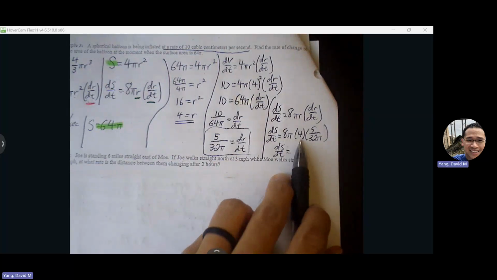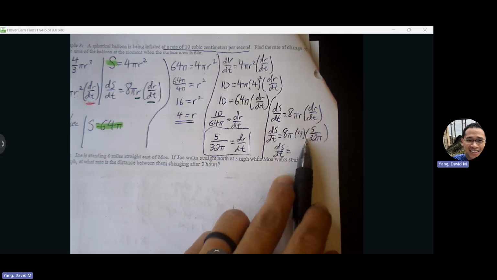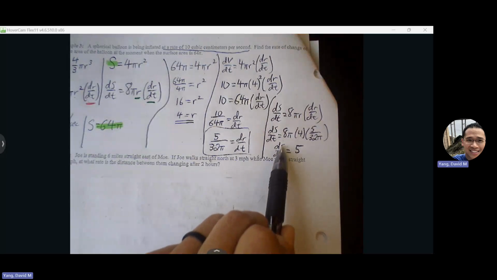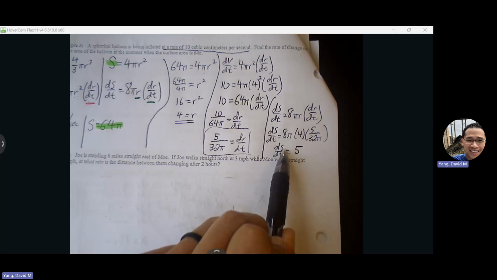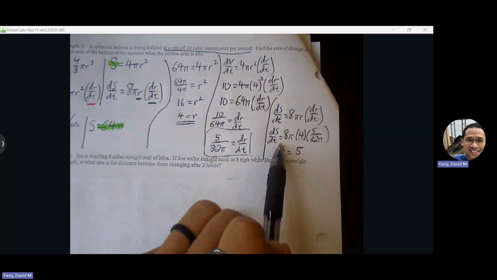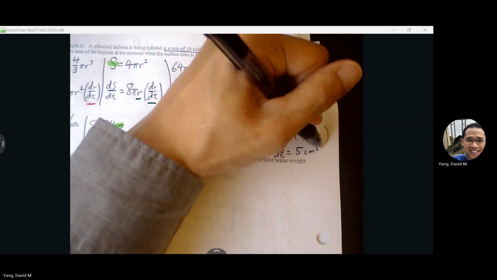8 times 4 is 32. The pi's also cancel out, so the only thing left is what? 5. And then we got to worry about the units. Right? So let's look at our two variables here. S, surface area. What's the unit for surface area? Good. So we know it's going to be centimeters squared. Surface area, if you think about the word area, that's a two-dimensional unit. So centimeters squared per second.